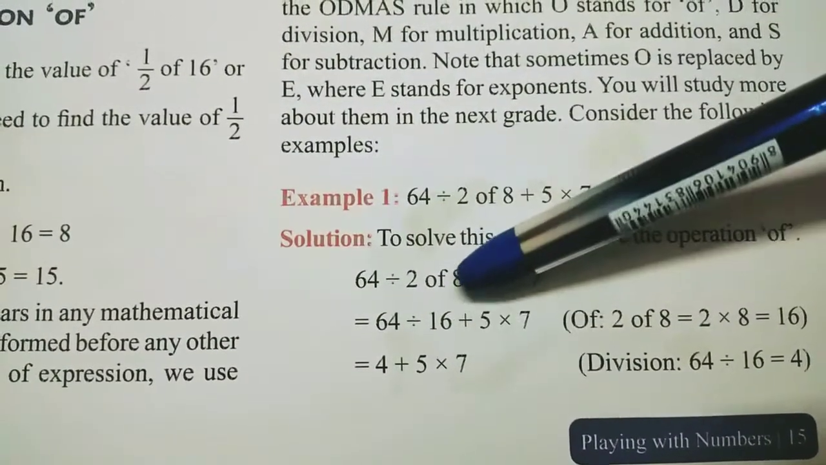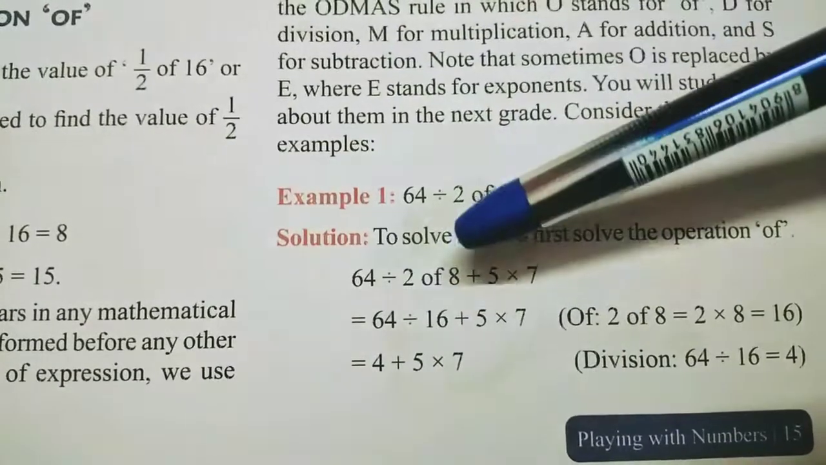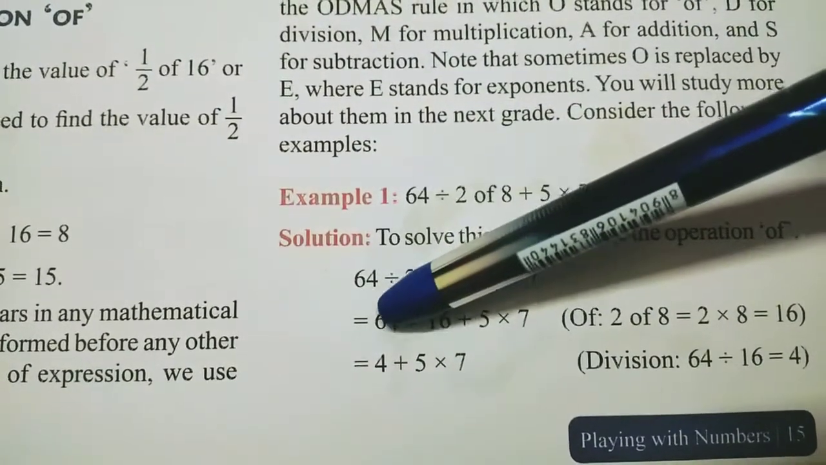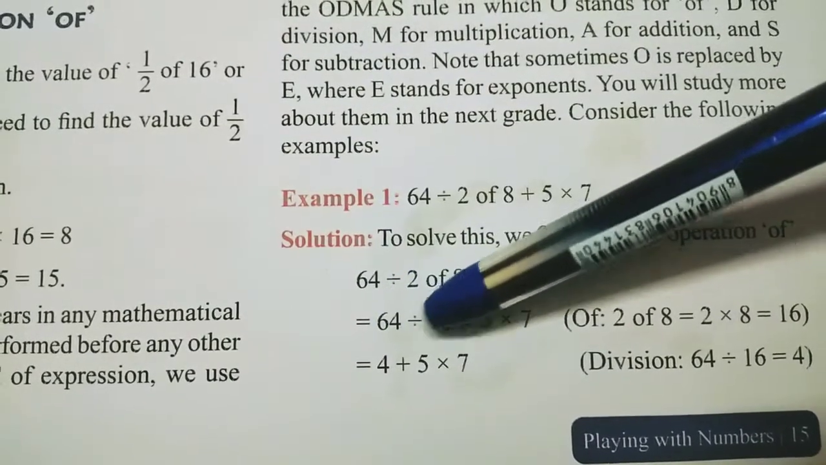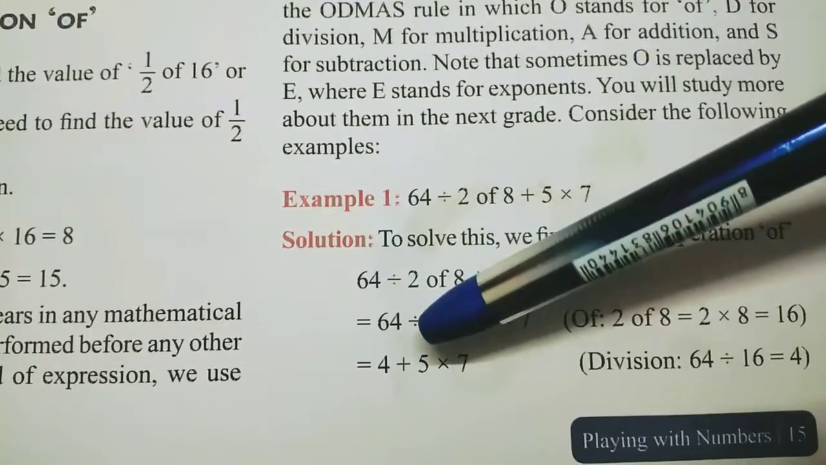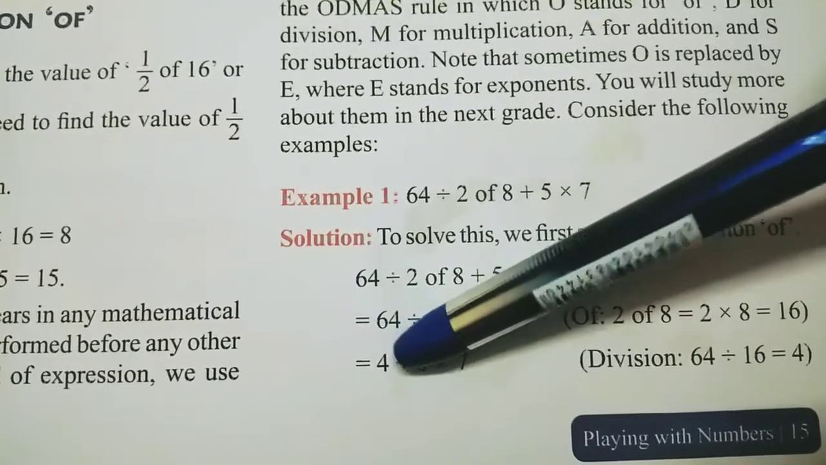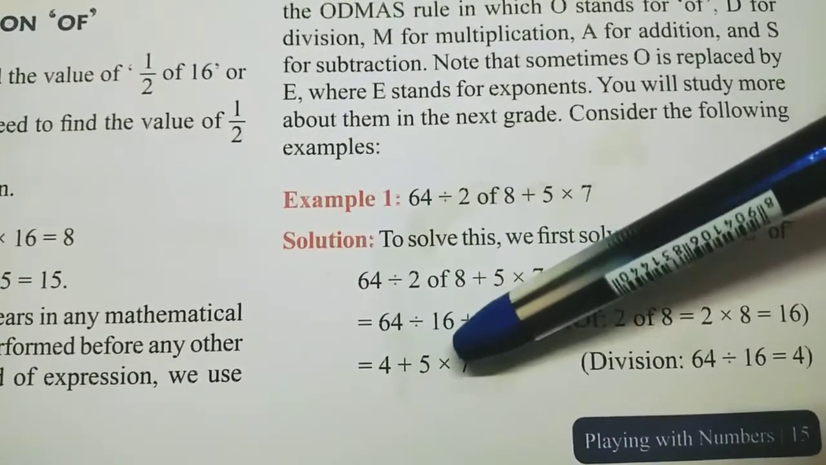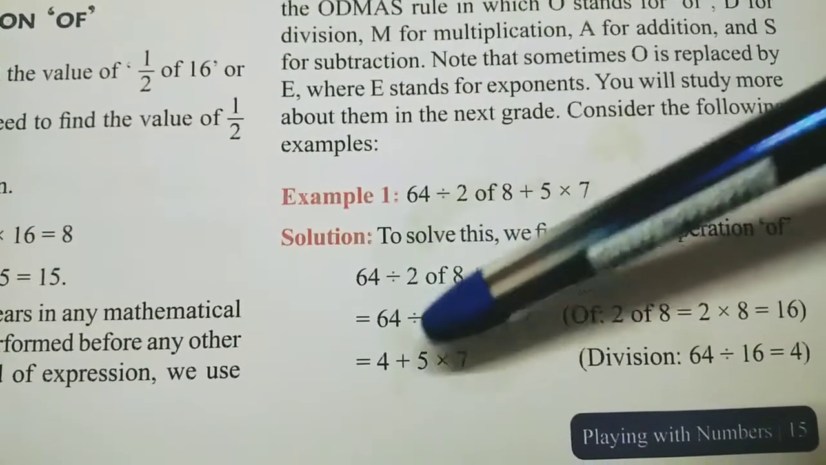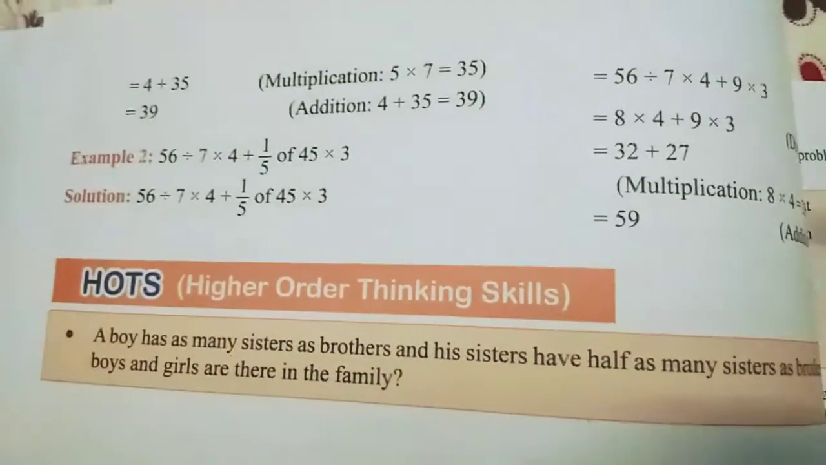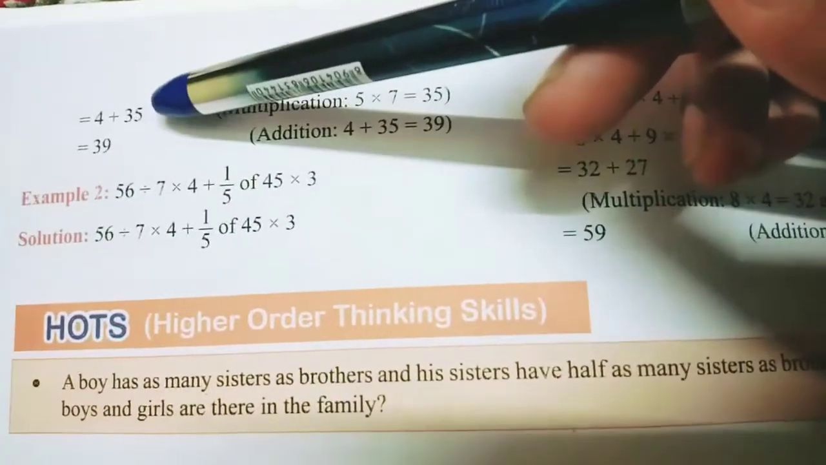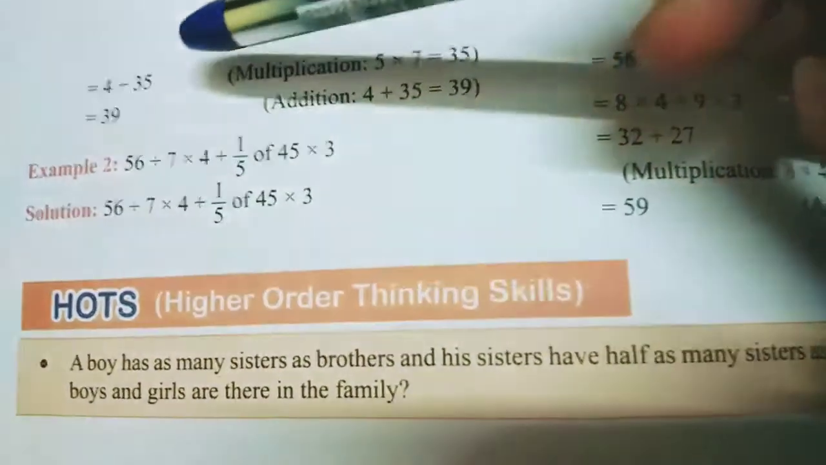After that, who has more power? Division has more power. That means 64 divided by 16, which is 4. After that, here plus and into are there. What will we do first? We'll multiply the numbers first. 5 into 7 is 35, right? Then at last 4 plus 35 equals 39. Understood?